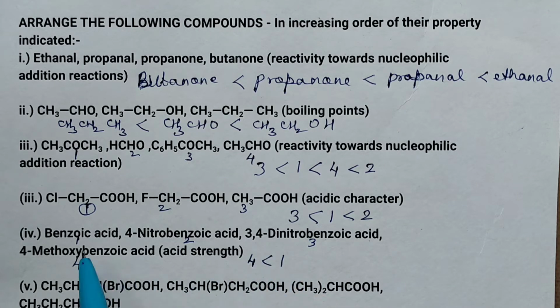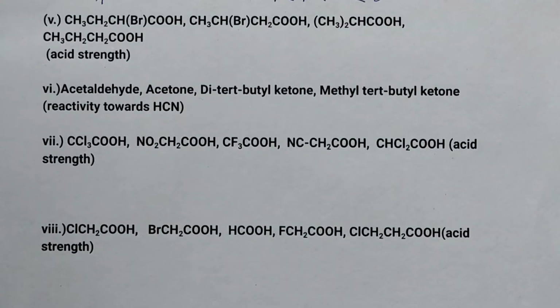Thereafter it is 1, benzoic acid, because these are withdrawing groups, and if withdrawing groups are there, the acidic nature is more. After this you will have 2, because only one nitro group is there. Then the last one is 3, because there are 2 withdrawing groups present. In acidic nature there can be a lot of variety.